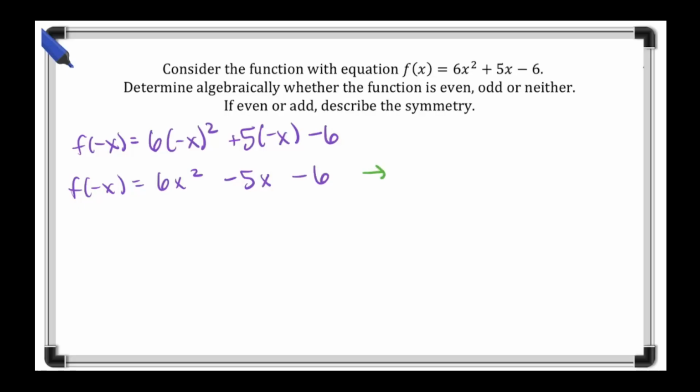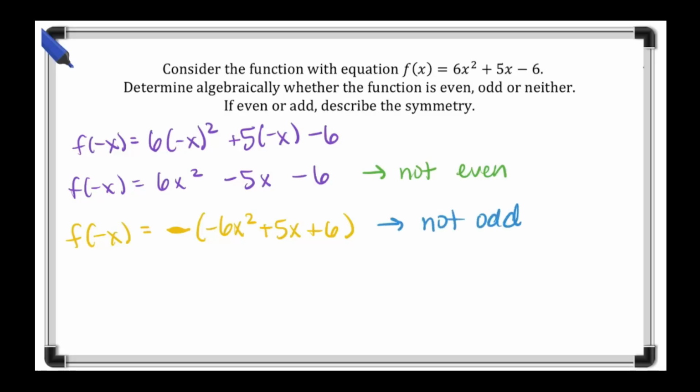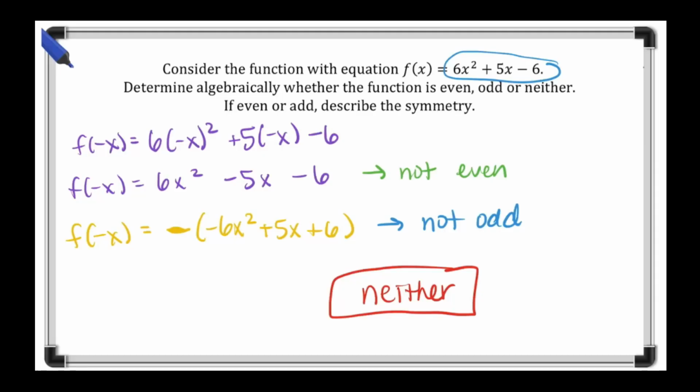Well, I know it's not even. It's not like my original f of x function. So it's not an even function. Let's factor out that negative and check. If I factor out that negative, it's going to switch all my signs. So it becomes a negative 6x squared, a plus 5x, and then a plus 6. If you look here, it's not exactly the same, so it's not an odd function. It doesn't match up exactly to my f of x. So if it doesn't get you either even or odd, it's neither.